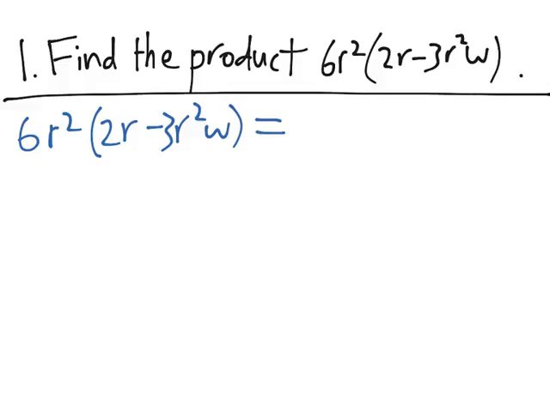The left term will give us 6r squared times 2r, which is going to be 12r cubed, and then minus 6r squared times 3r squared w. 3 times 6 is 18. r squared times r squared is r to the fourth. And finally we have w.